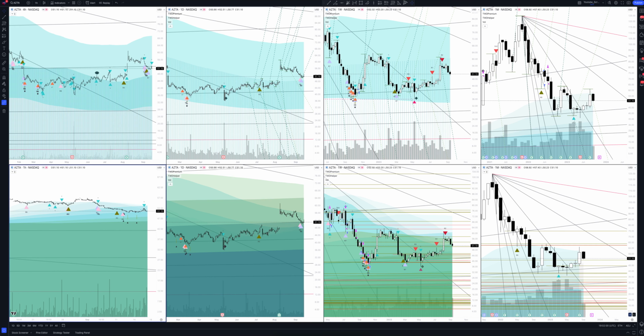We will take a look at Azenta stock. Let's analyze the market situation and find out how you can make money on it.